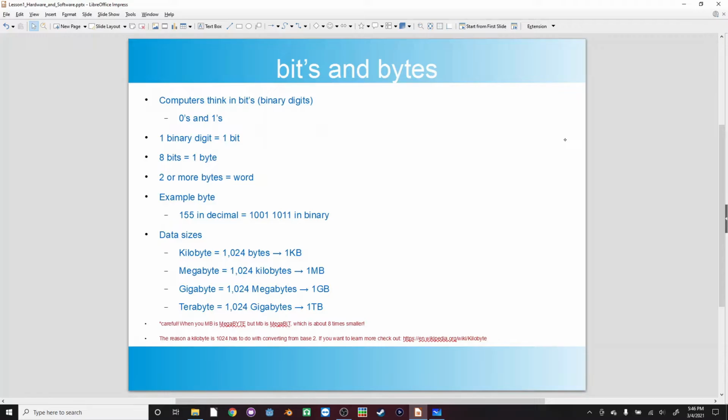Computers think in zeros and ones called binary. A single binary digit is called a bit, a 0 and a 1. One binary digit is a bit. 8 binary digits, 8 bits equals 1 byte, right? 2 or more bytes equals a word, and the word is very loosely used, to be honest with you, but it's usually dependent on the CPU size. An example byte would be 1001 1011 in binary, which is equivalent to 155 in decimal.